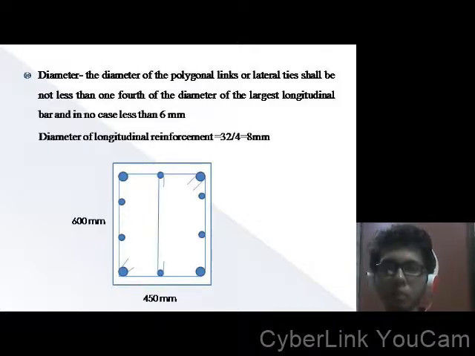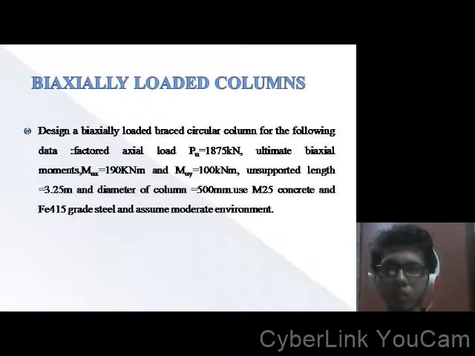We will go into another problem in which we will be dealing with biaxial bending, that is, a biaxially loaded column. The problem is to design a biaxially loaded braced circular column for the following data: factored load Pu equal to 1875 kN, ultimate biaxial moments MUX equal to 190 kilonewton meter and MUY equal to 100 kilonewton meter. The unsupported length is equal to 3.25 meter. The diameter of the column is equal to 500 mm and we are using M25 concrete and 415 grade steel in a moderate environment.